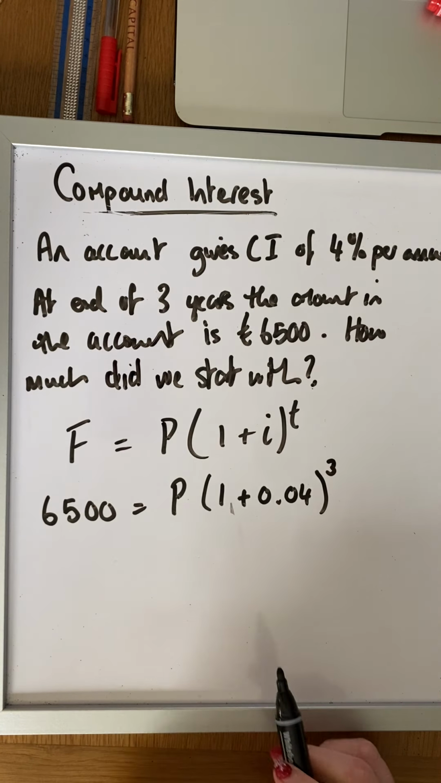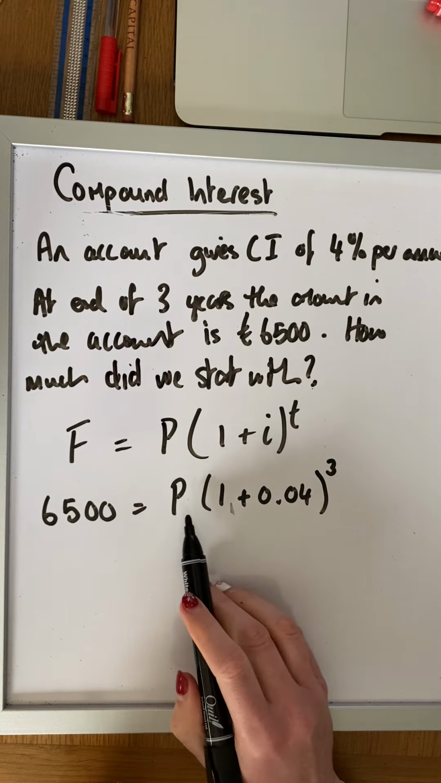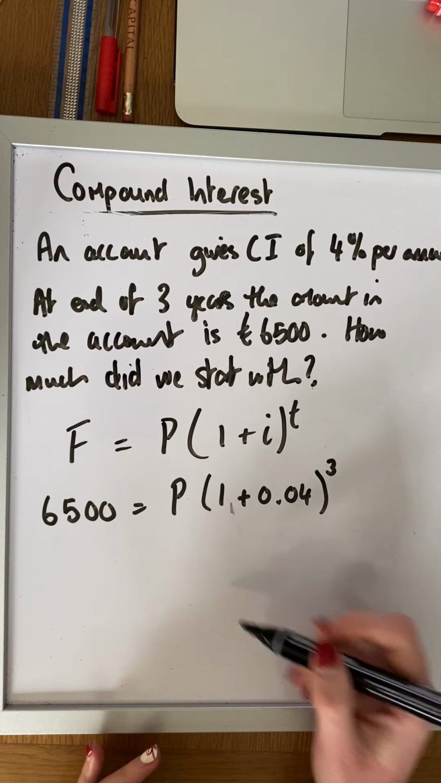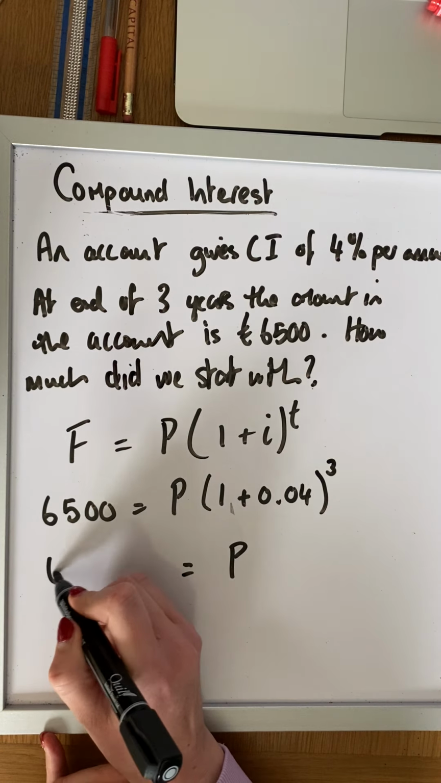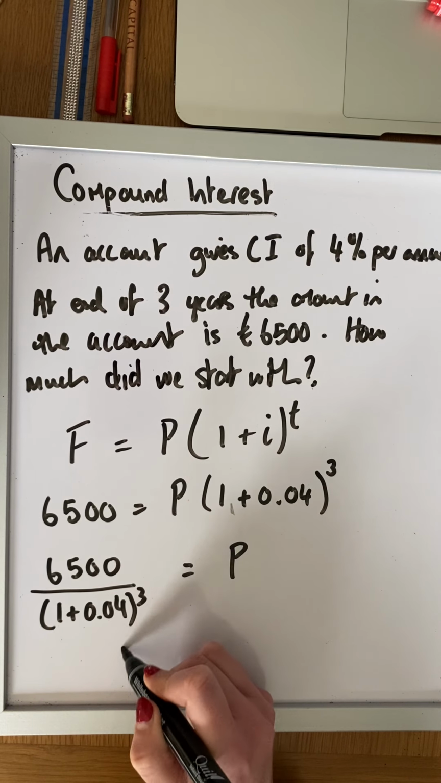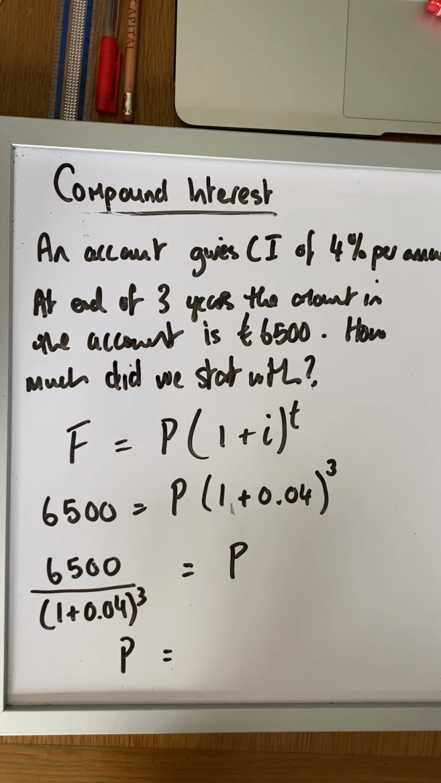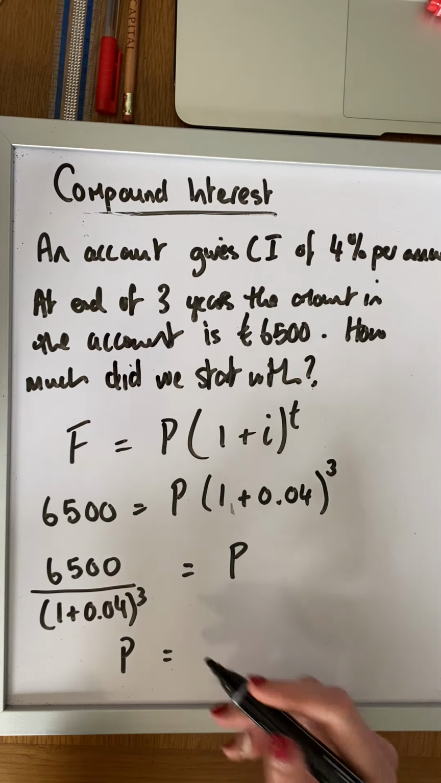So what we need to do here is we need to get the P by itself. P is currently multiplied by this bracket. So in order to get rid of that, the opposite to multiplied is divide. So we divide across, so we divide the 6,500 by 1 plus 0.04 to the power of 3, and that gives us a starting figure. If we type that into our calculator, that gives us a starting figure, and always give it correct to the nearest cent, €5,778.48.